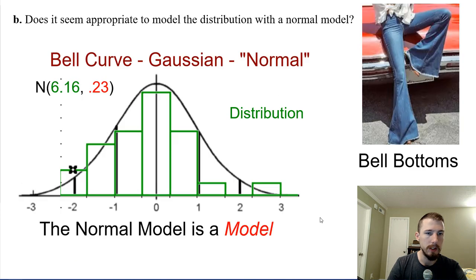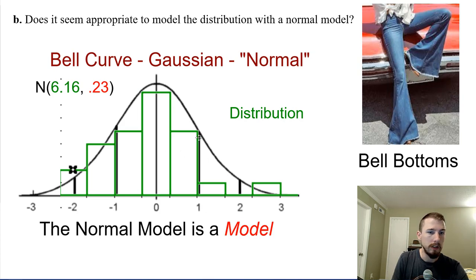Next thing is, does it seem appropriate to you to model the distribution with a normal model? Well, that's what we were just talking about. Does it look like it is unimodal and symmetric? I would say yes. Now, do we have outliers? Yes, we do, but I think this outlier is going to be okay. I don't think it's going to be an issue. It's not really far out there, and it's going to be balanced off by what we have going on over here, because it is slightly skewed to the right, but I think it'll be okay.